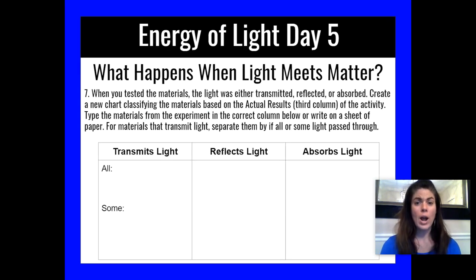Now that you know more about transmission, reflection, and absorption of light, you're going to create a new chart classifying the materials based on the actual results, or your third column of this activity. You're going to type the materials from this experiment in the correct column below, or you can write it on a sheet of paper. For materials that transmitted light, make sure you separate them by if all the light was transmitted or if some of the light was transmitted. This is the last step for today's lesson. We're going to continue investigating these materials tomorrow.